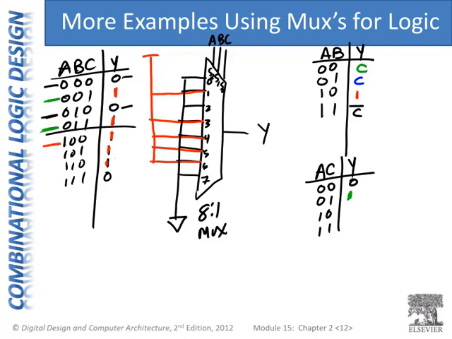A and C are 1, 0 in those 2 rows. Independent of what B is, the output y is 1. And finally, A and C are 1, 1 in those two rows. And the output y, well, when B is 0, the output is 1. When B is 1, the output is 0. So the output is just B bar.